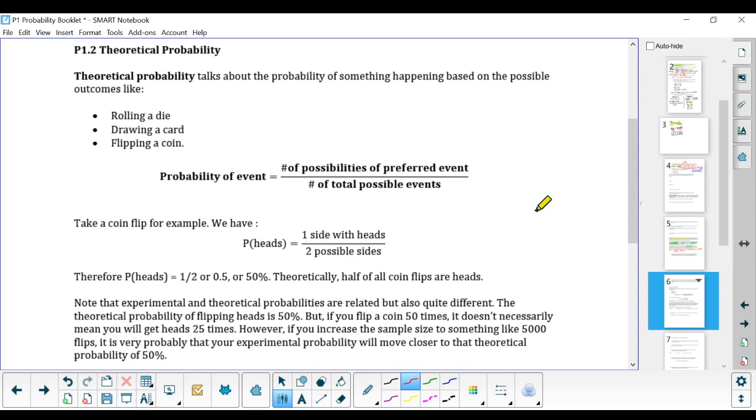Now, theoretical probability is a little bit different compared to experimental probability but they are quite related. The theoretical probability takes the number of possibilities of our preferred event, and we need to divide that by the number of total possible events. Now, for example, if we're looking at the probability of heads, we have one side with heads over two possible sides, so 1 out of 2 chances. Therefore, the probability of us flipping heads is 1 over 2, or 0.5, or 50%. So theoretically, half of all coin flips are heads.